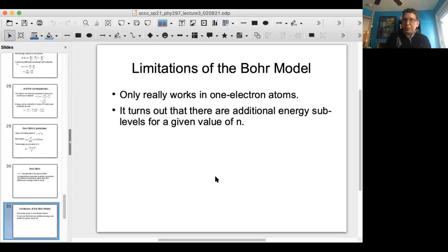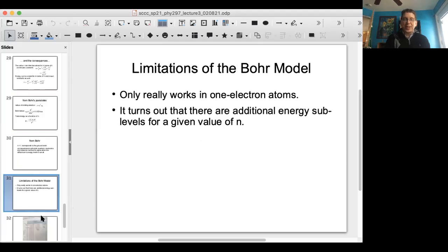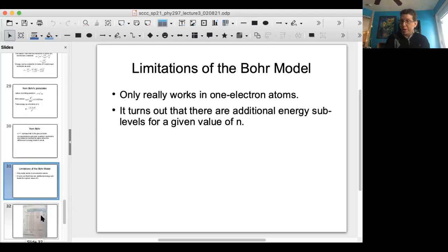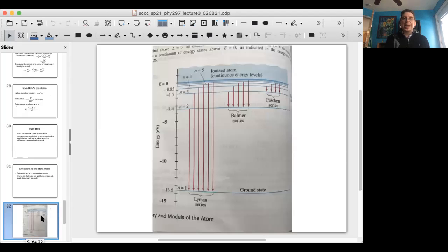However, the Bohr model was limited. It only really works with 1 electron atoms. And it also turns out that there are additional energy sublevels for a given value of n. And so that was something that's observed. We will talk more about that when we get to the next chapter, so after the exam.